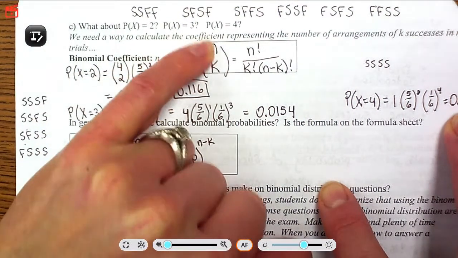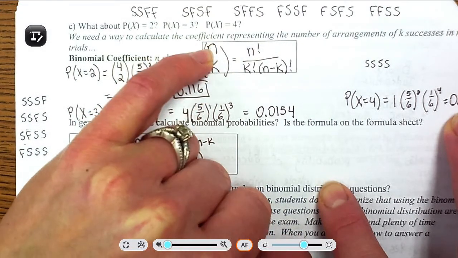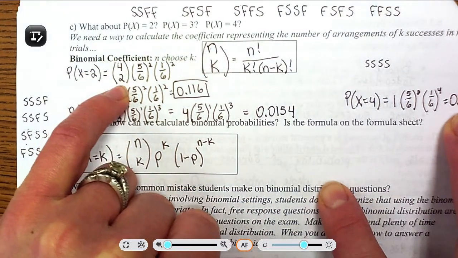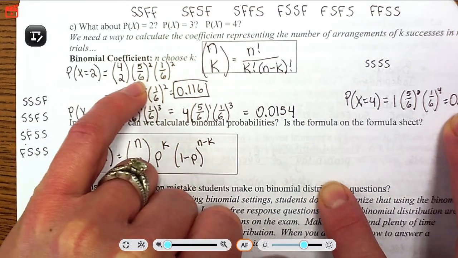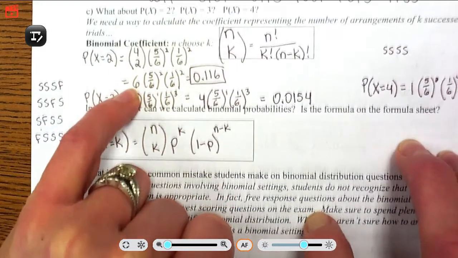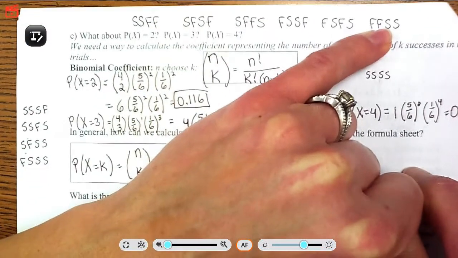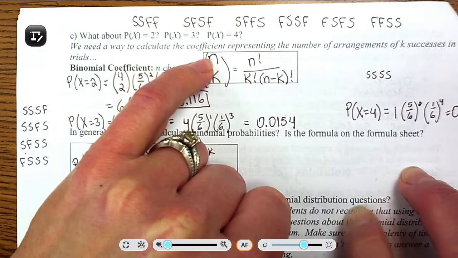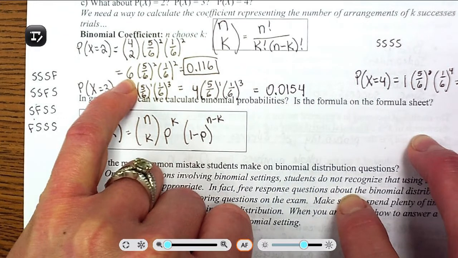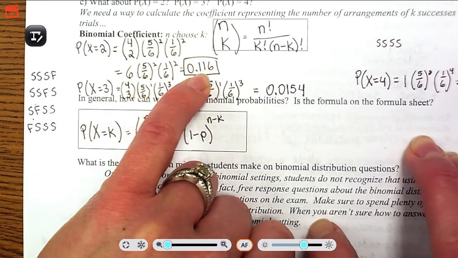So let's make a binomial coefficient that says n choose k. So we have n trials, like 4 trials. We're going to choose 2 successes. So 4 choose 2, 2 failures, 2 successes, times the probability of 2 failures and the probability of 2 successes. 4 choose 2 is 6, and we see it right here. The first, second, third, fourth, fifth, sixth way that you can have 2 successes out of 4 trials. Okay, so there are 6 ways this can happen. 5/6 squared times 1/6 squared, multiply that all together, get 0.116.